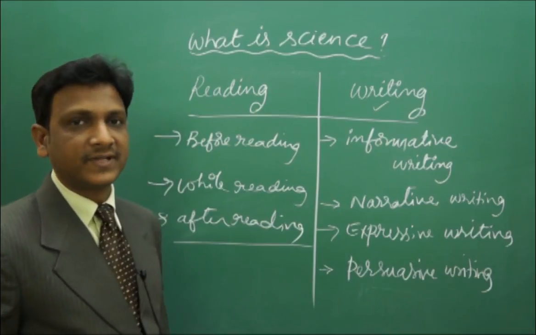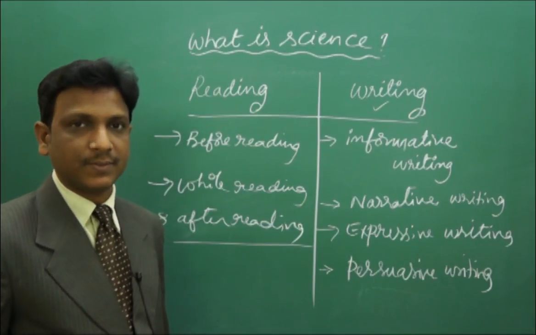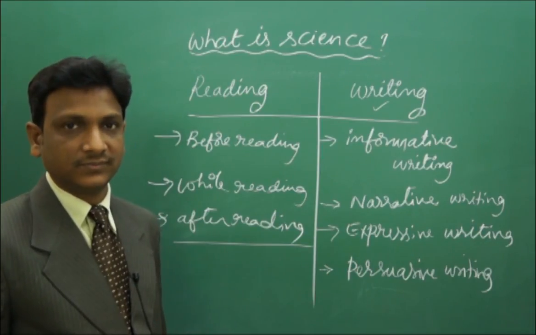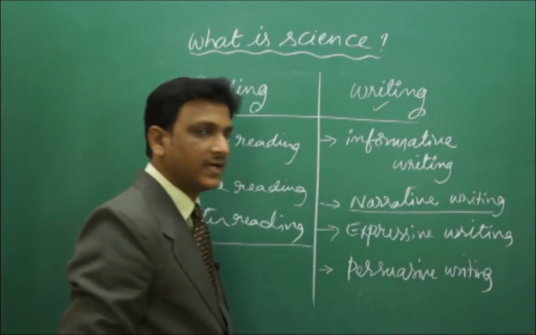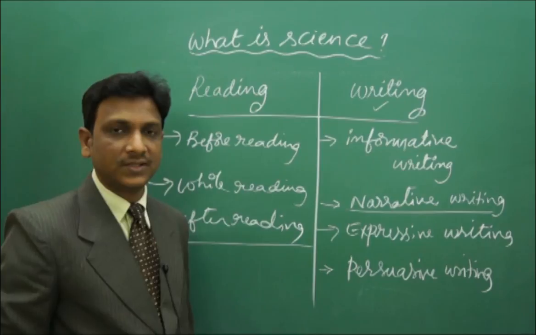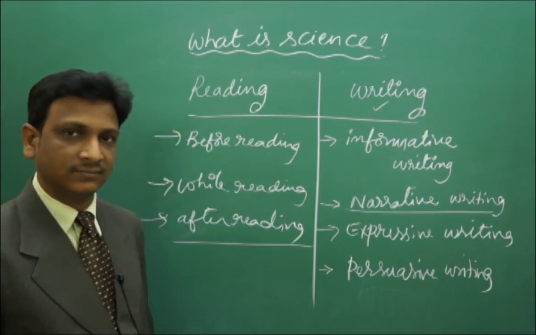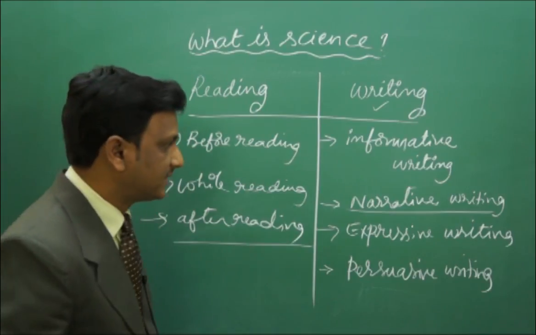Writing is of different types. One is informative writing. That means you are writing about an experiment, or you are writing about some information. That is different. And narrative writing is different. Generally narrative writing is used in writing a story. You are narrating the process, a story, the life of a person or some personality or some character. That is the narration.